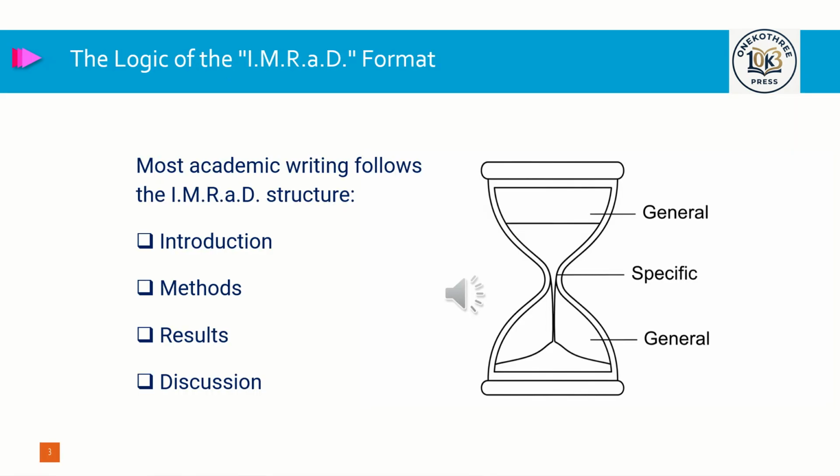Most academic writing follows the IMRAD structure: introduction, methods, results, and discussion. It's shaped like an hourglass. We start broad with the global problem, narrow down to the specific experiment, and then broaden out again to discuss what those results mean for the world.